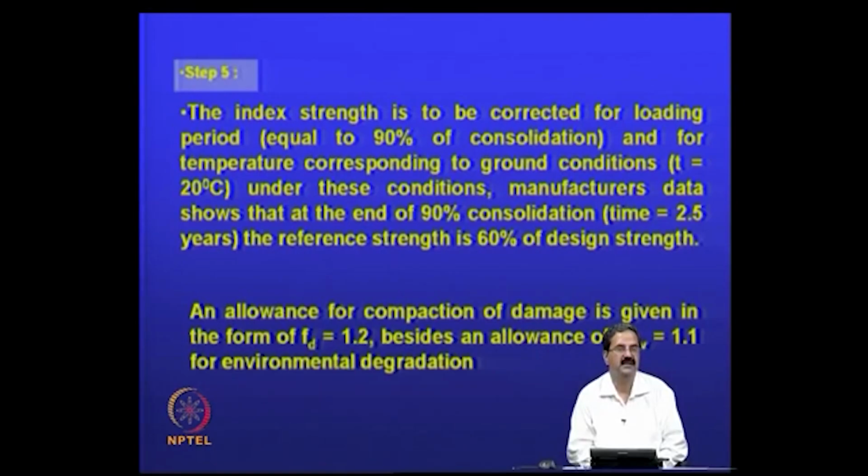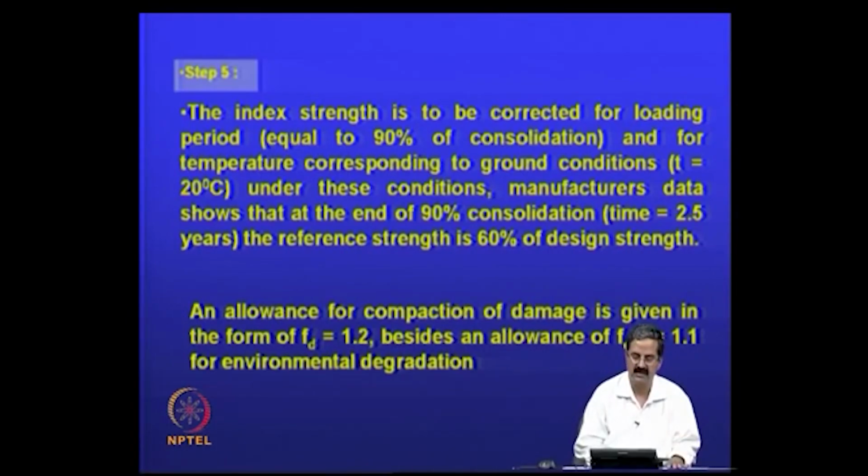So, why is that 90%? The consolidation has to take place and the reinforcement has to be effective throughout its complete process. So, we take it as 90%, and for 90% consolidation the clay soil takes 2.5 years. So, for 2.5 years, the reference strength of the geogrid is 60% of the design strength. Whatever we have chosen earlier should be reduced by this number, and allowance for damage and environmental conditions has to be made.